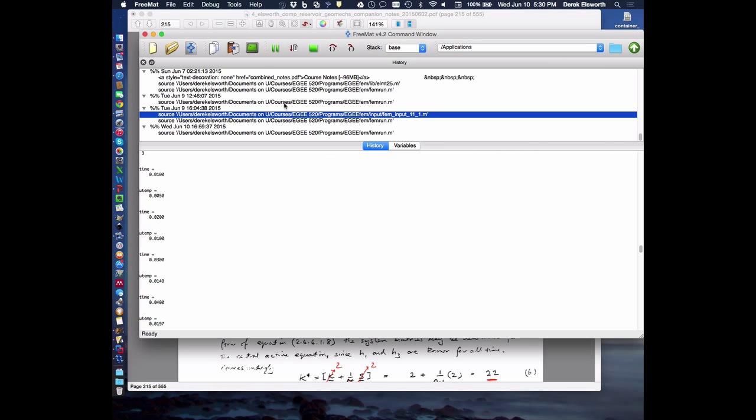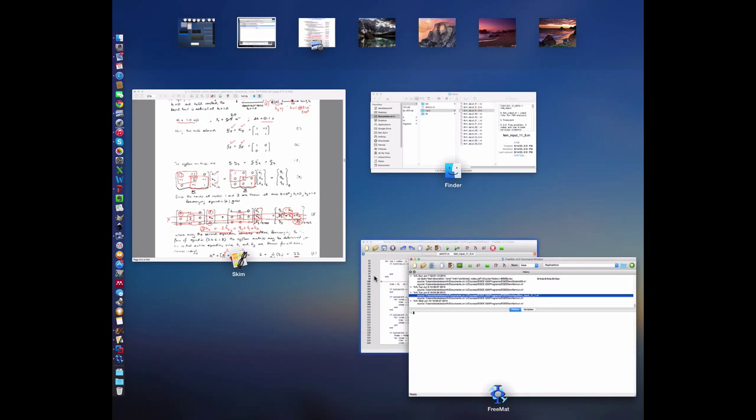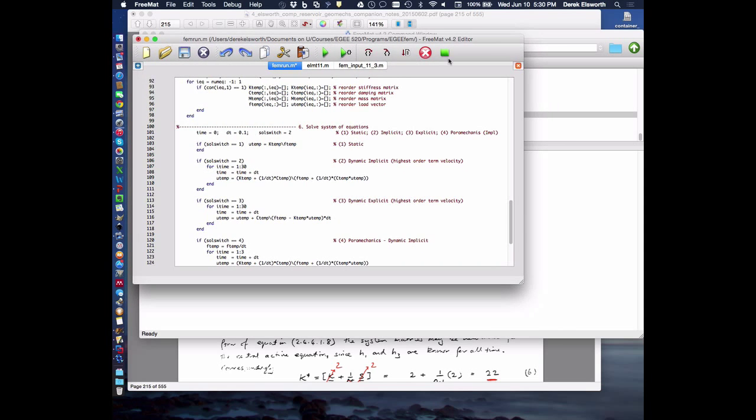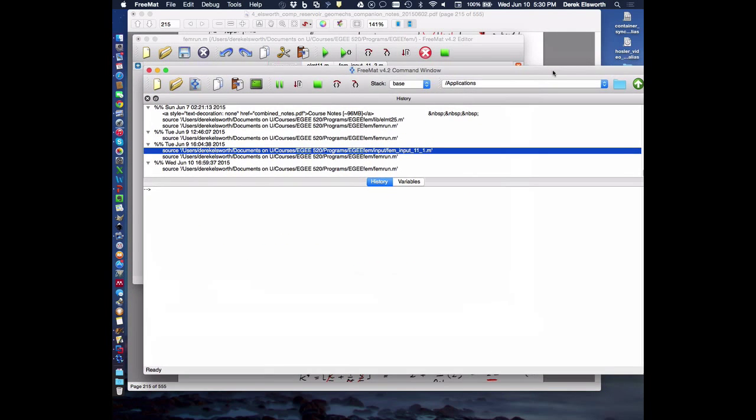Let's clear. This is really quite neat. FreeMat is quite a nice program, I think, quite the fact that it's free. I know they charge $200 a year for a license for MATLAB for us.